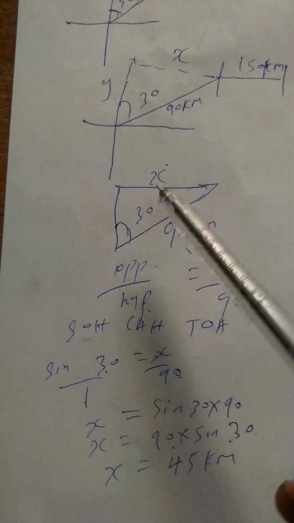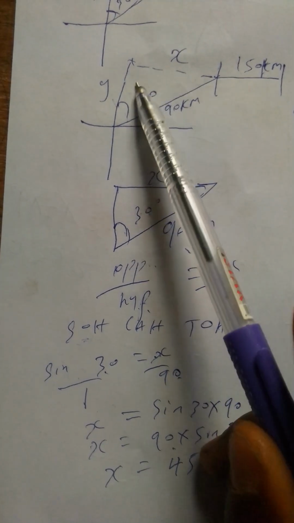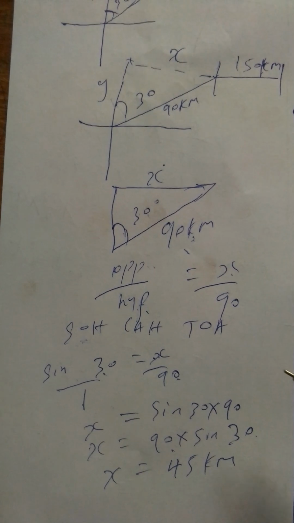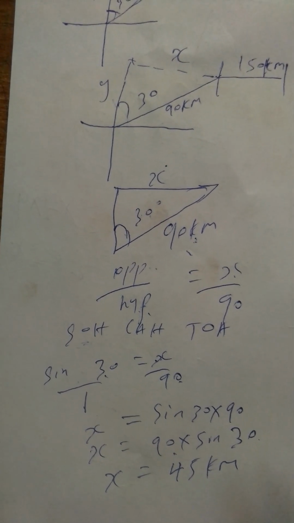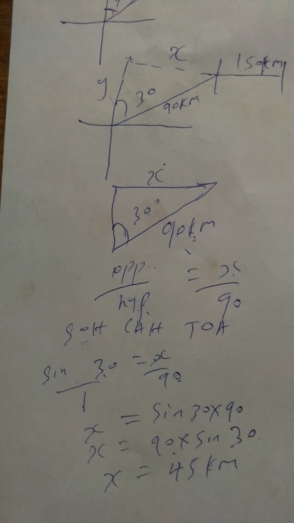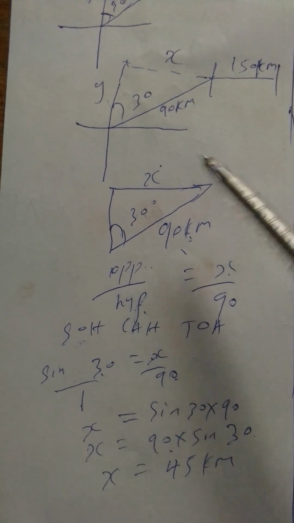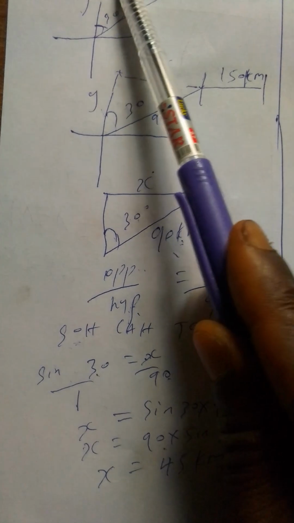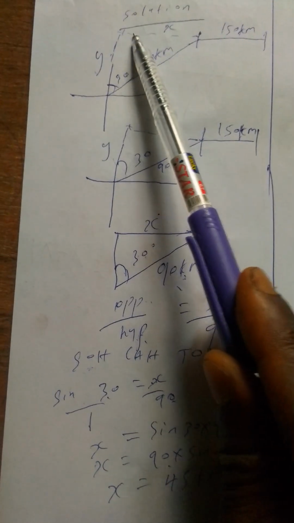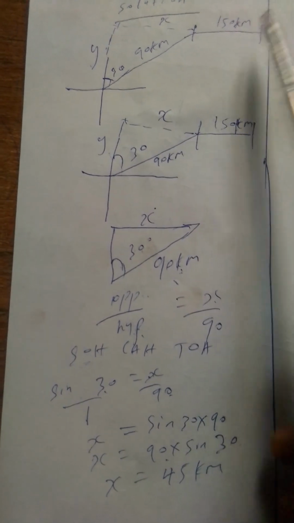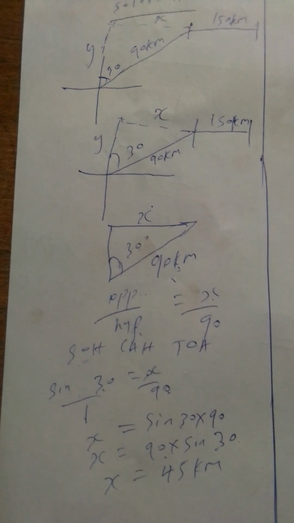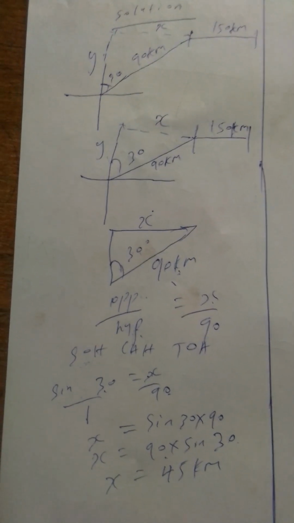So what does that mean? What that means is that the distance from this point to this point is 45 kilometers. Now we can find the total distance from the starting point. How far east of the starting point is the plane? So we are going to add this and this to get the total distance. So how can we do that?